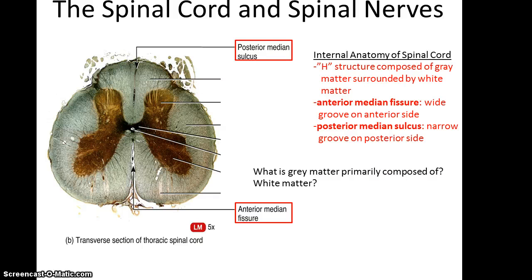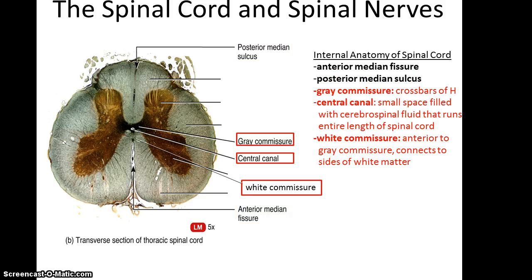So if you take a cross-section of the spinal cord, you see that it has what's sort of referred to as an H structure, or maybe a butterfly, and this is composed of gray matter. And then all the area around it is surrounded by white matter. It has two fissures, or sulci. You have the anterior median fissure, this big space here, and then the posterior median sulcus, which isn't as wide, it's a little more narrow on the posterior side.